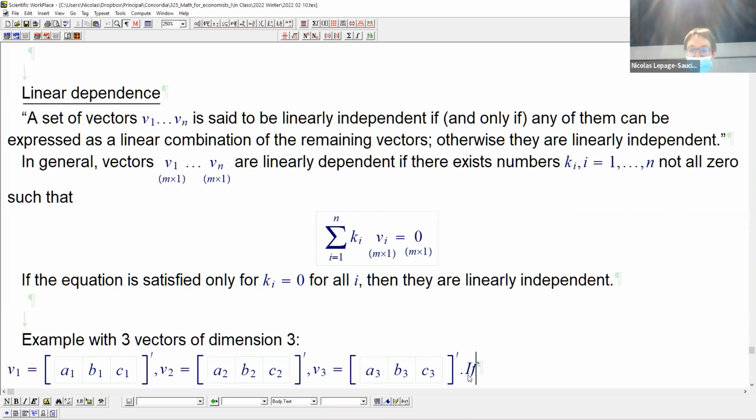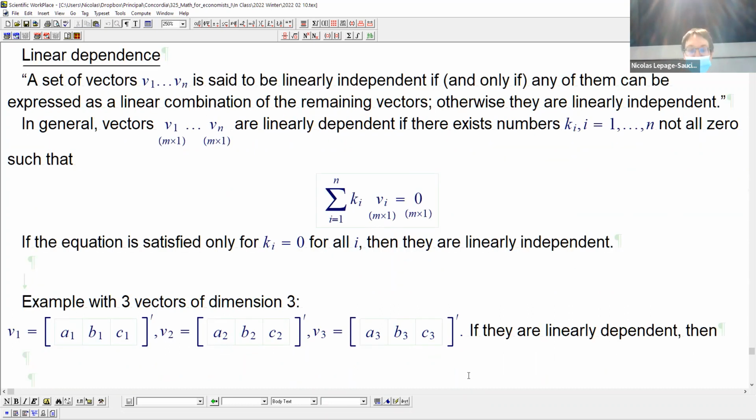So what we're saying is, if they are linearly dependent, then what should I have? I should have that. So let's just use this formula there: K1 times V1 plus K2 times V2 plus K3 times V3 equals 0.